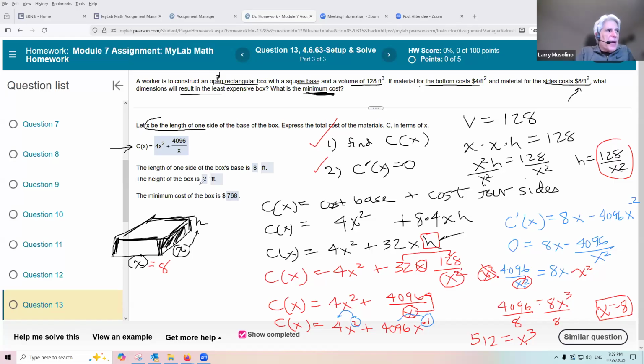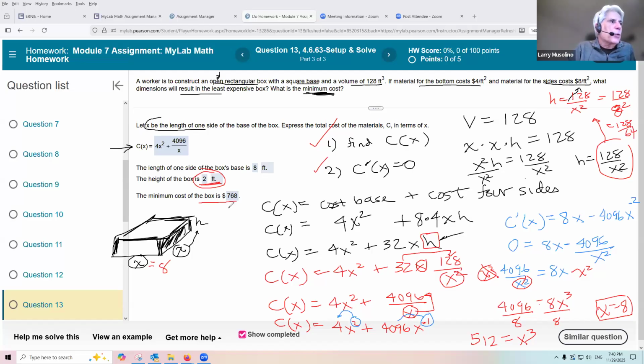Well, they also want to know what is the height of the box. Well, we have an equation for height. We have that h is 128 over x squared. But now we know that x is 8, so this is going to be 128 over 8 squared. Our x was 8 here, 8 squared. So that's going to be 128 over 64. That's 2. So the height is 2.